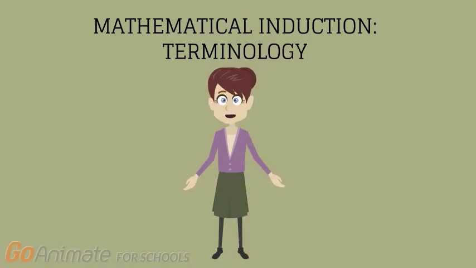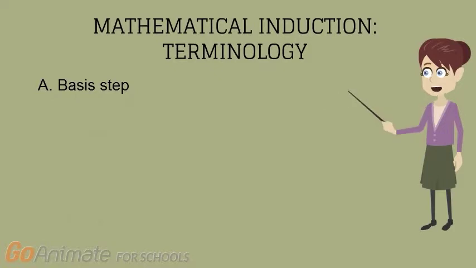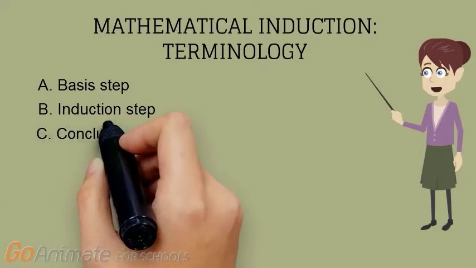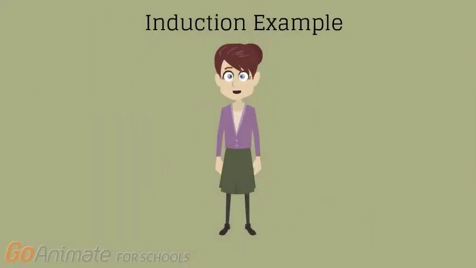There are three terminologies in mathematical induction, and they are known as the basis step, induction step, and conclusion. In the basis step, we verify that S(1) is true. In the induction step, we assume S(i) is true, and we prove that, when S(i) is true, then S(i+1) is also true. In the conclusion, we then conclude that S(n) is true for all positive integers n. Let's learn the details of mathematical induction from this video.